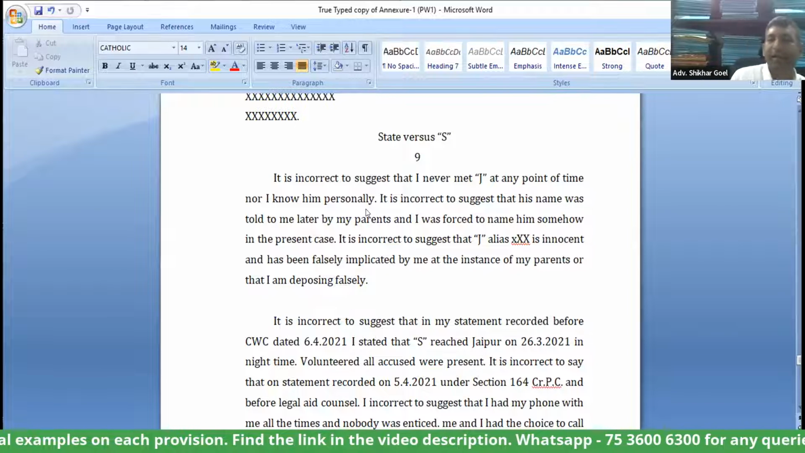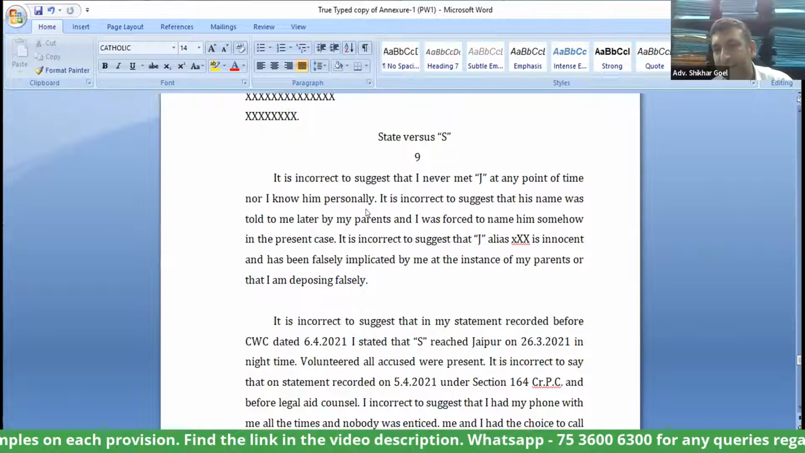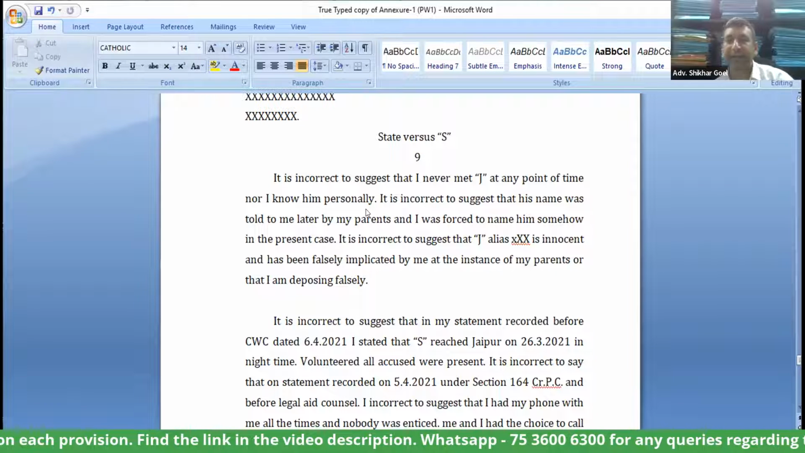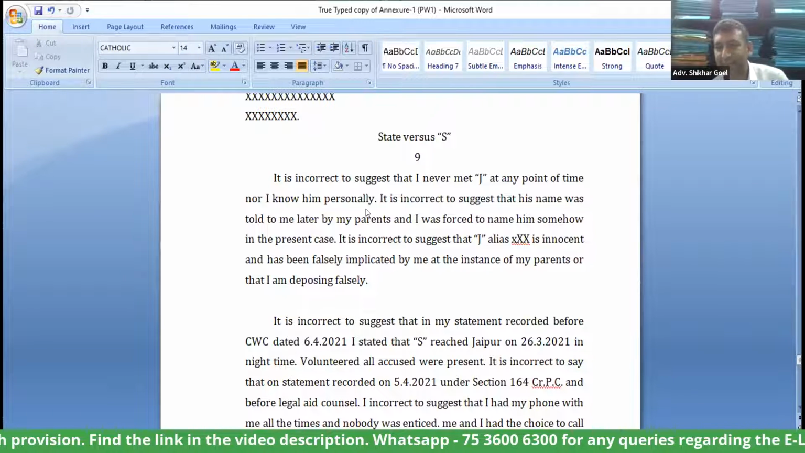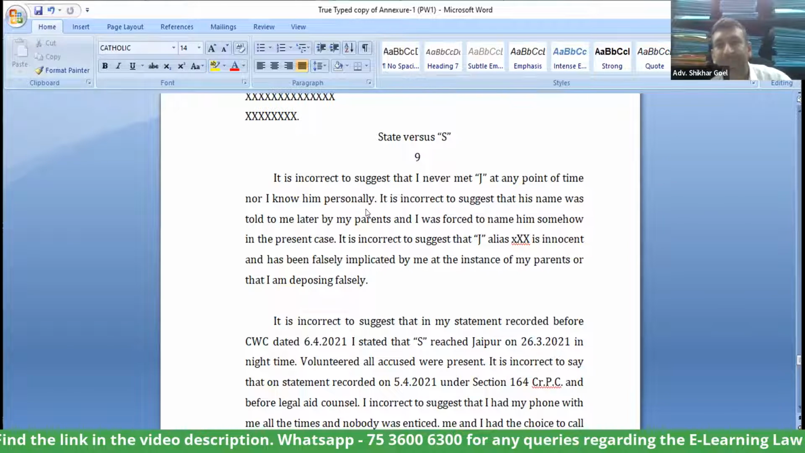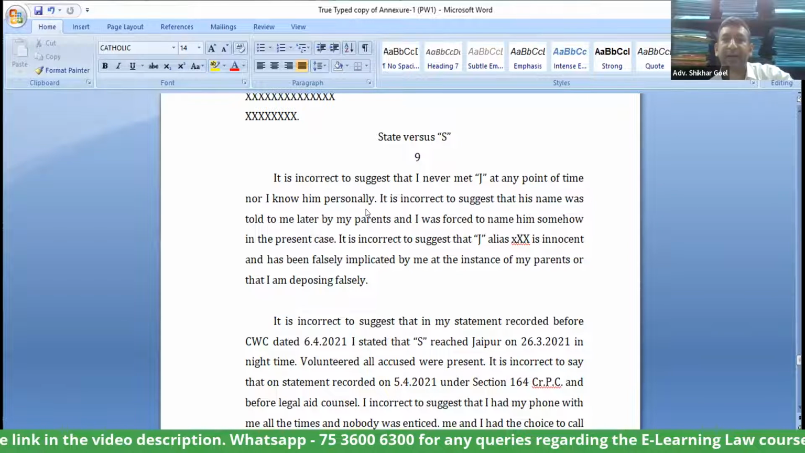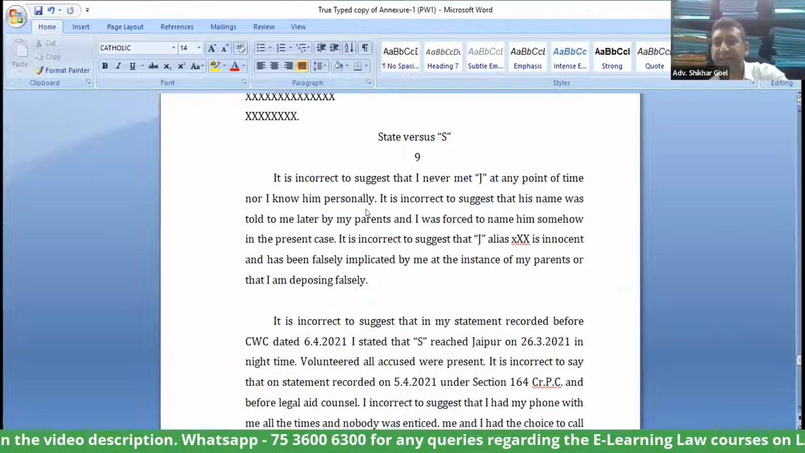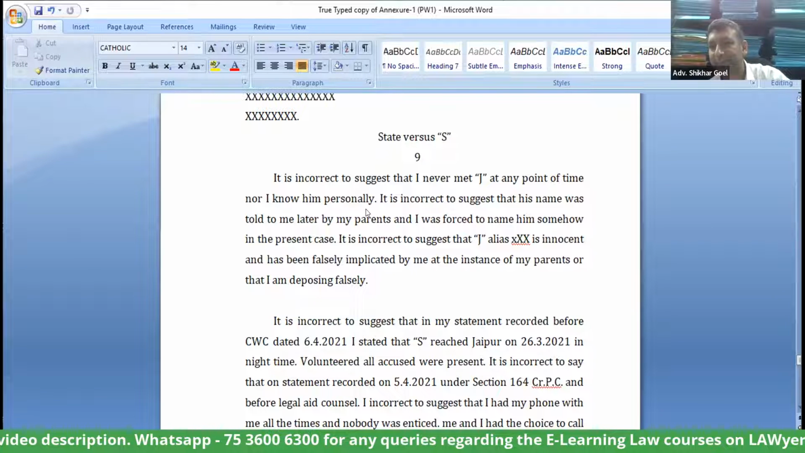ठीक है? तो अब मैं क्या prosecution को suggest कर रहा हूँ as a defense कि I don't even know this guy. ना तो मेरा कभी इसके साथ affair था, ना मैं इसको जानती थी, और कुछ नहीं लेना। Then it is incorrect to suggest that his name was told to me later by my parents.